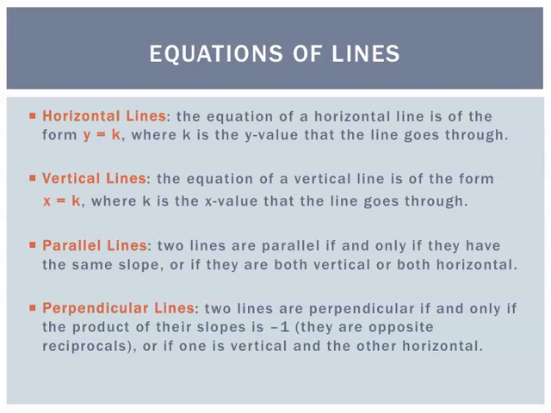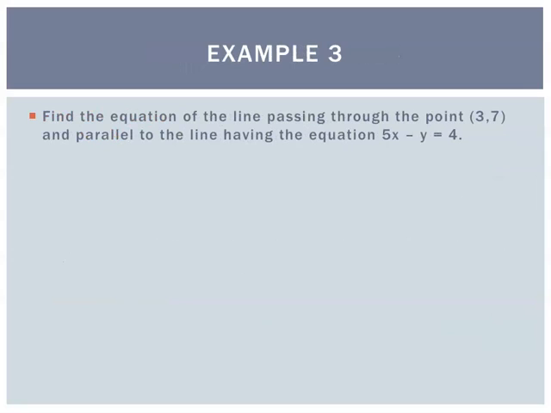All right, look at example 3. Find the equation of the line passing through the point (3, 7) and parallel to the line having the equation 5x minus y equals 4. Now, in order to determine what the slope of the equation is, we need to know what the slope of this line given to us is, because it's parallel to it.